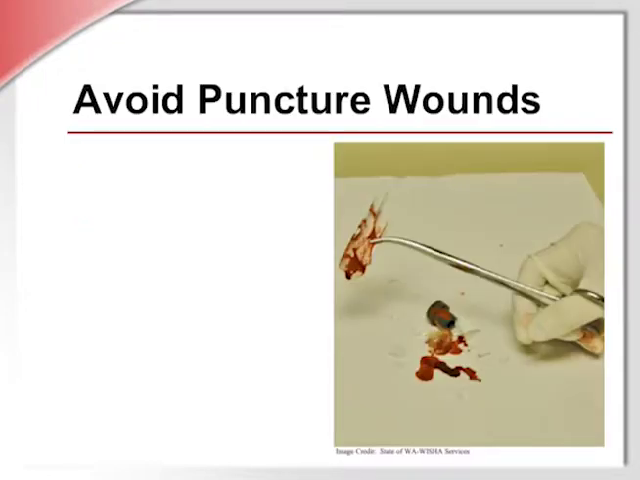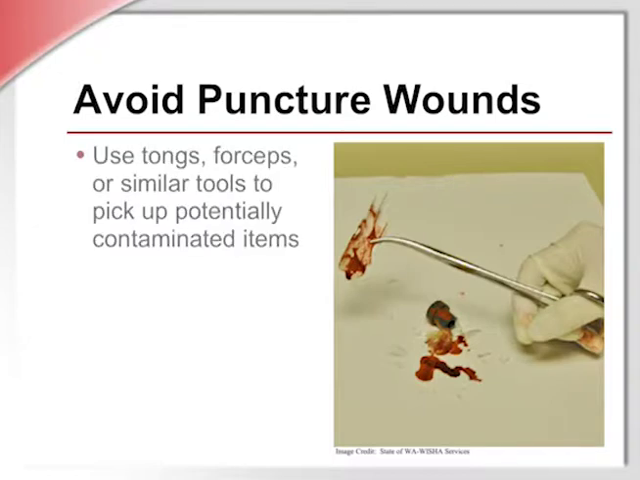Avoid puncture wounds, which can be caused by sharp objects such as broken glass, sheared metal, or even hard plastic. Use tongs, forceps, or similar tools to pick up potentially contaminated items, especially sharp objects. Also, use tongs or a similar tool to sort through materials that might be mixed with sharp objects that you cannot see, such as a pile of rags or other debris.